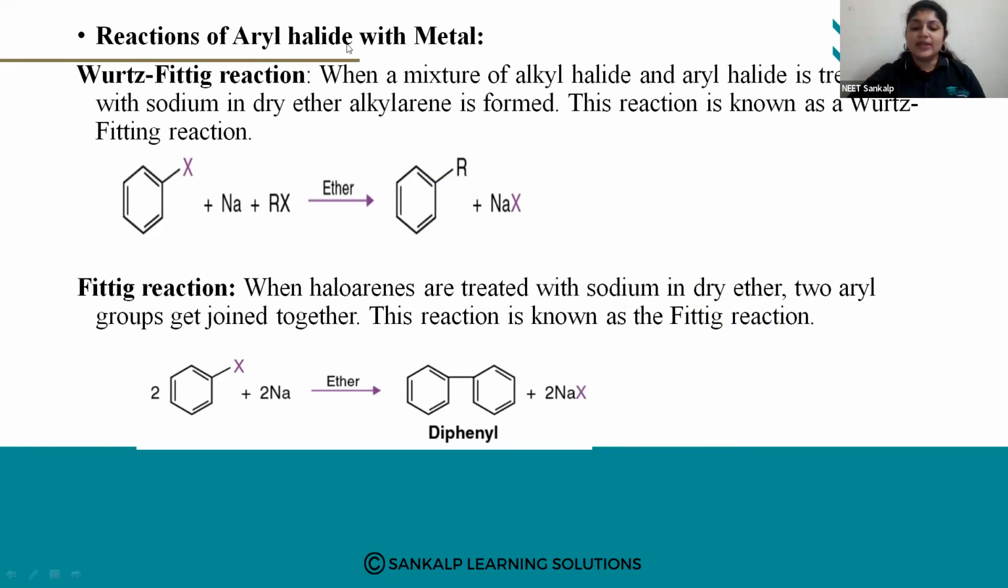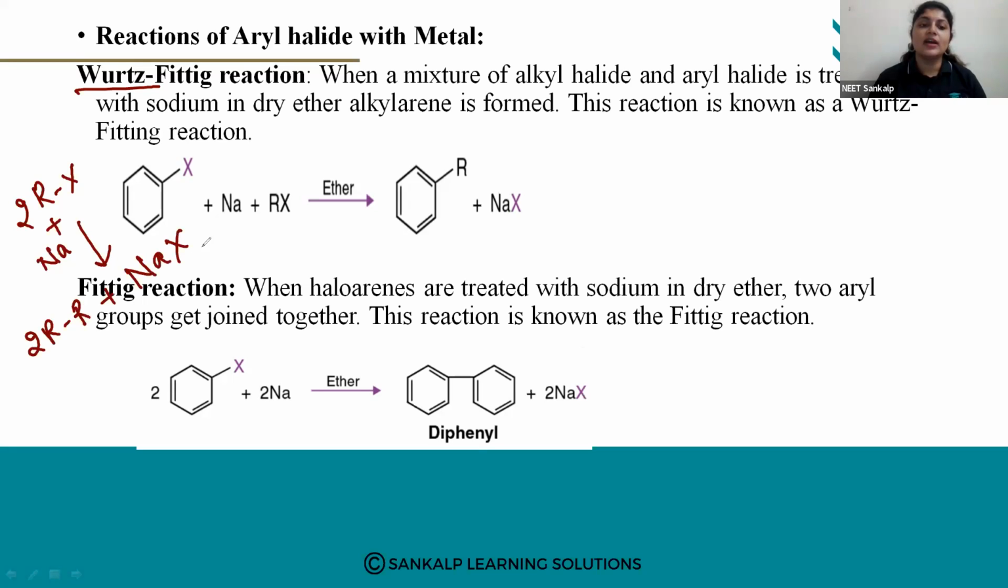Next we'll see some reactions, reactions of alkyl halide with metal. The Wurtz reaction is used for two alkyl halides. When two alkyl halides react with sodium in the presence of dry ether, it gives you alkane plus NaX. This is the reaction for Wurtz.